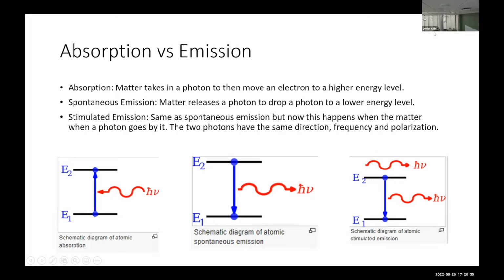And then in our last part, we can see that we have a photon going by it, and then we're emitting another photon. Something to notice about stimulated emission is that these two photons will have the same direction as each other, frequency, and polarization.